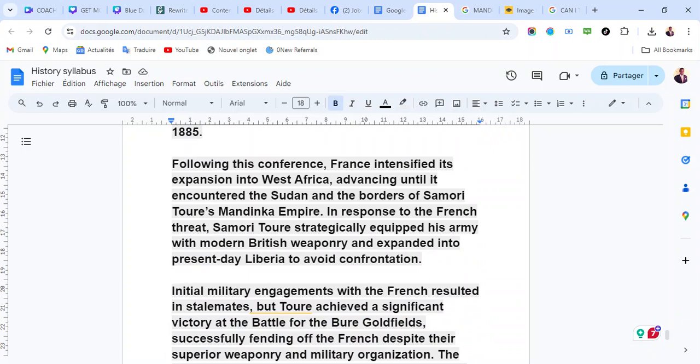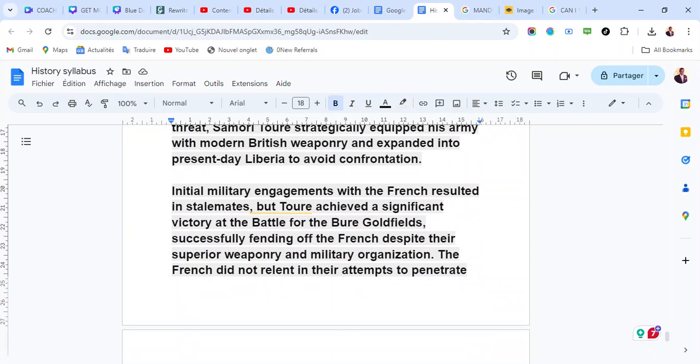Following this conference, France intensified its expansion into West Africa, advancing until it encountered the Sudan and the borders of Samori Touré's Mandinka Empire. In response to the French threat, Samori Touré strategically equipped his army with modern British weaponry and expanded into present-day Liberia to avoid confrontation. Initial military engagements with the French resulted in stalemate, but Touré achieved a significant victory at the Battle for the Bure Gold Fields, successfully fending off the French despite their superior weaponry and military organization.